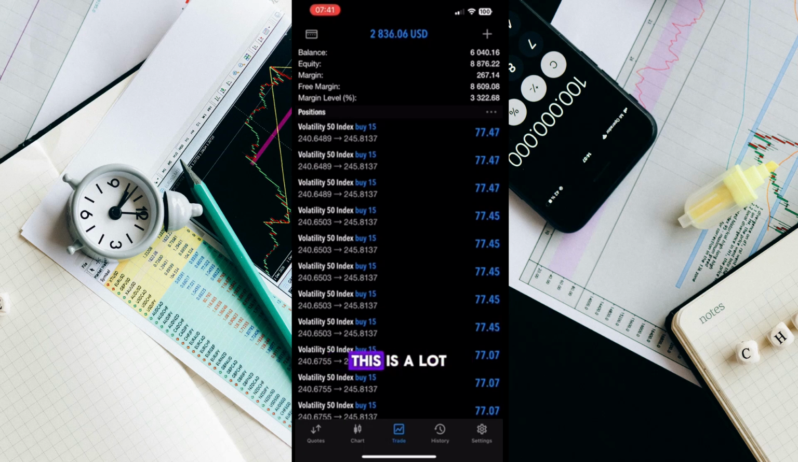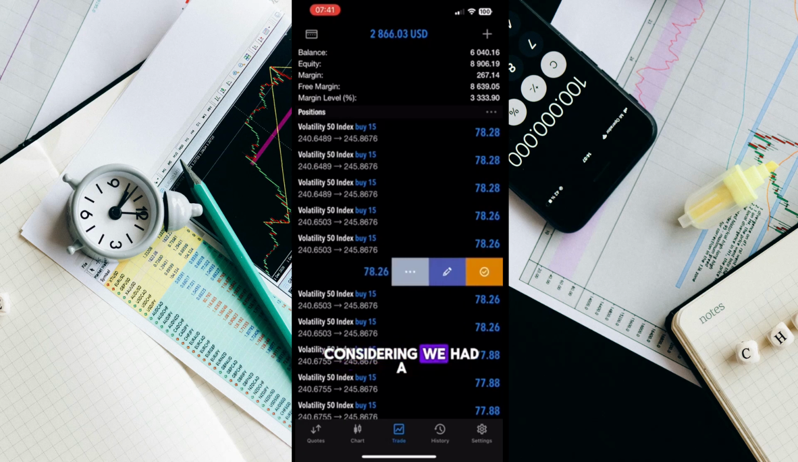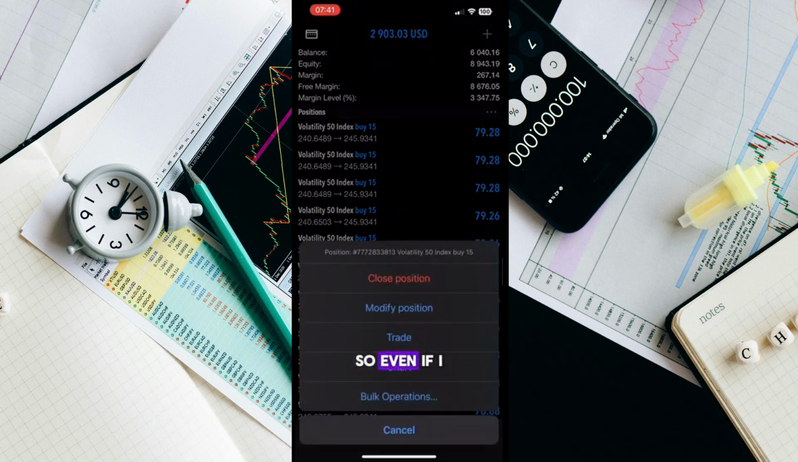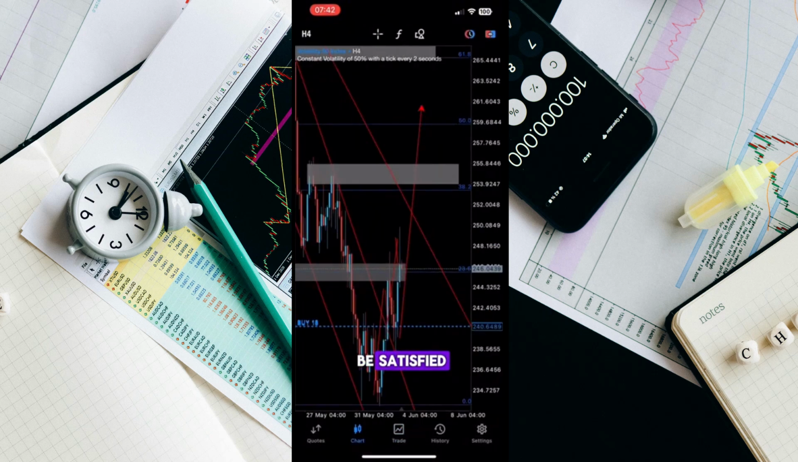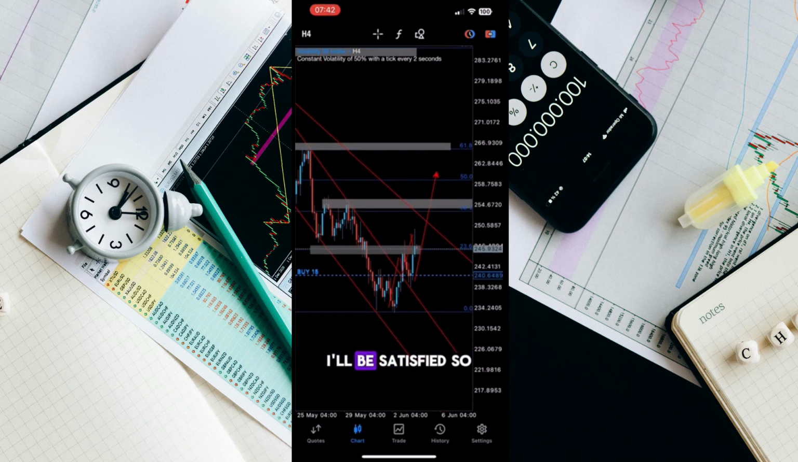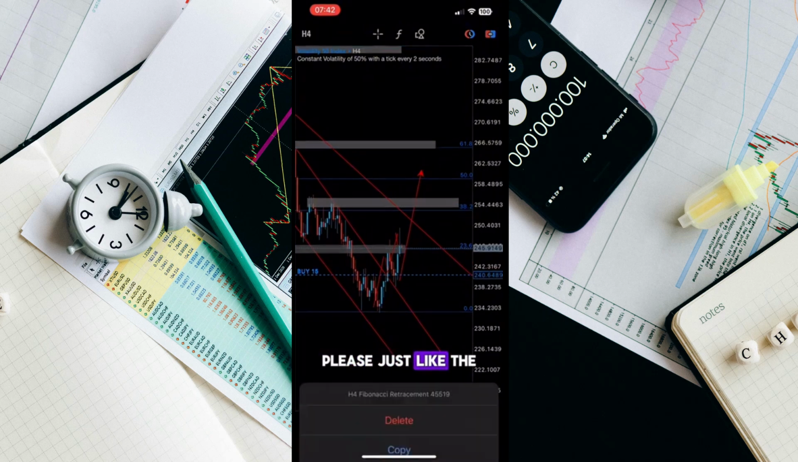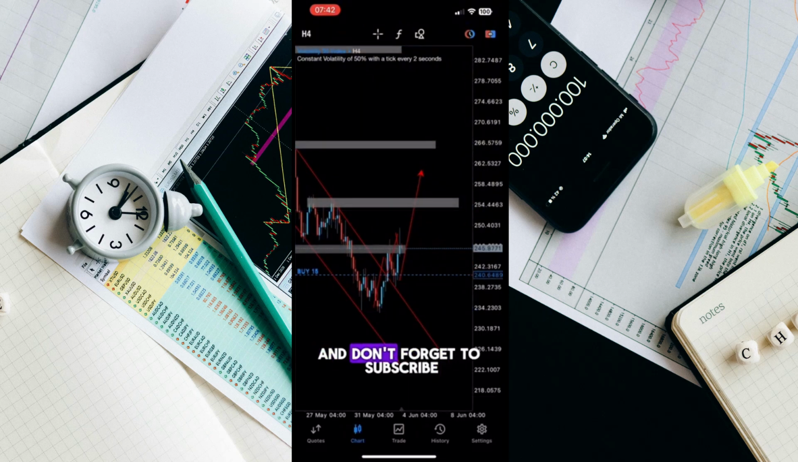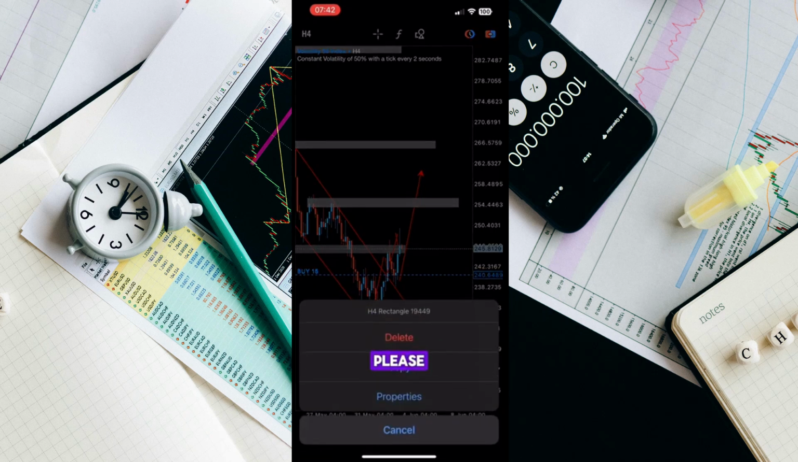This is a lot, guys. This is a lot, considering we had a $5 account. So even if I close, I think I'll be satisfied. Sometimes you don't have to be greedy, but however, I have to collect as much profit as I can get. At least the market has to reach 10,000. I'll be satisfied. So if the market reaches 10,000, please just like the video and don't forget to subscribe, please.